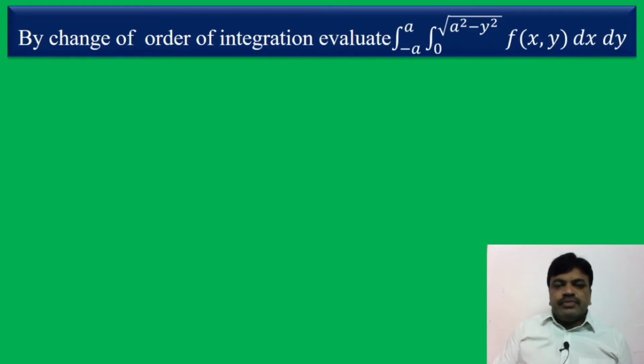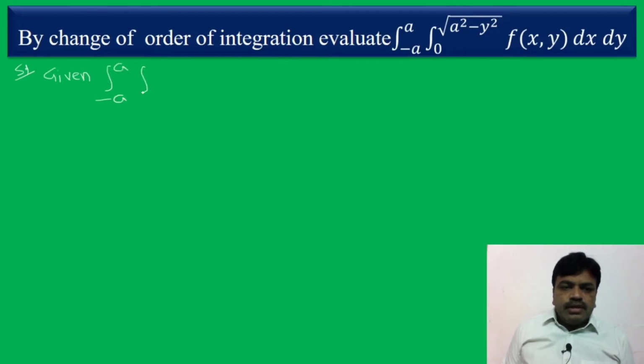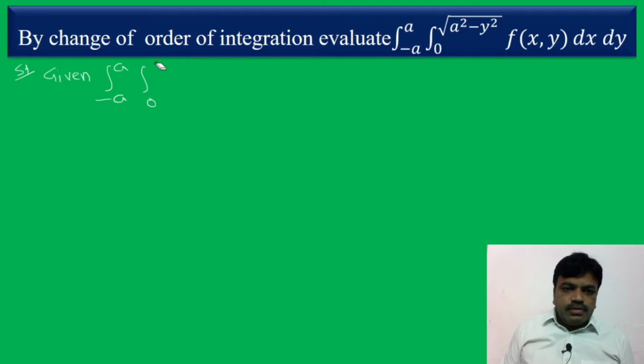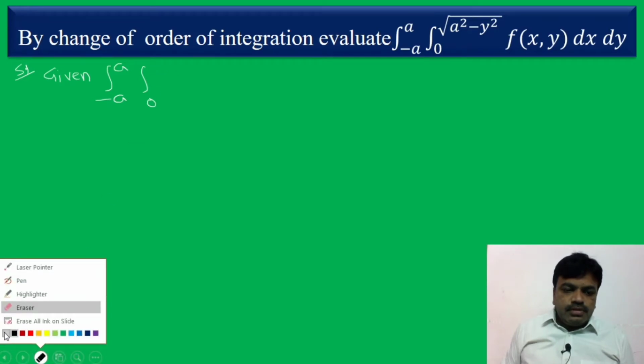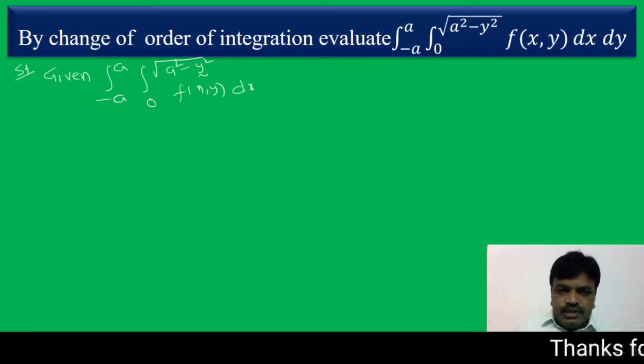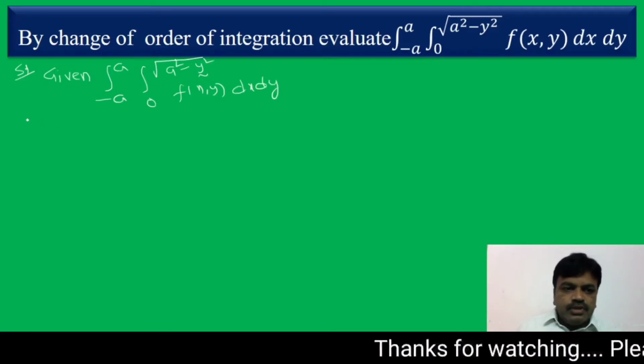First of all, solution. You write the given one, friends. Given, integral minus a to a, integral 0 to square root of a square minus y square f of xy. See friends, in terms of y, so you first write here dx dy. He given the proper order. So limits here.